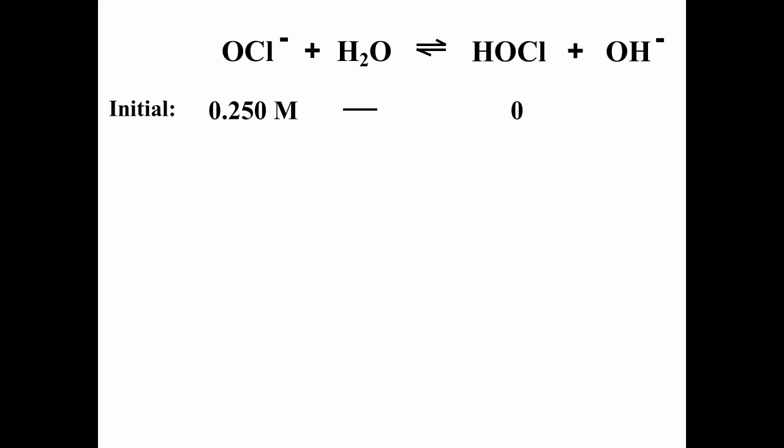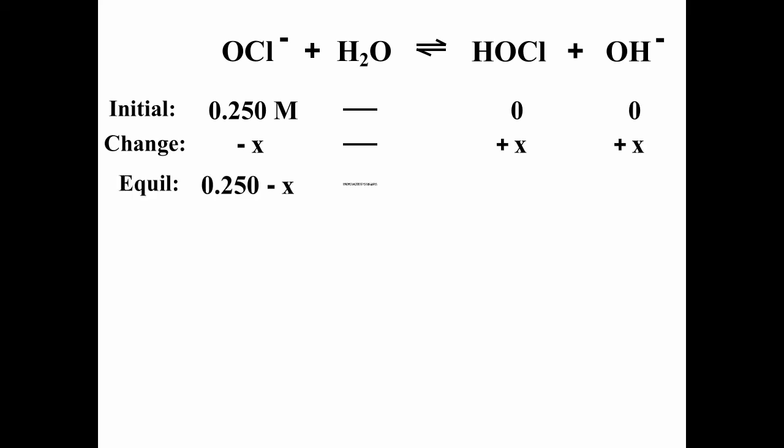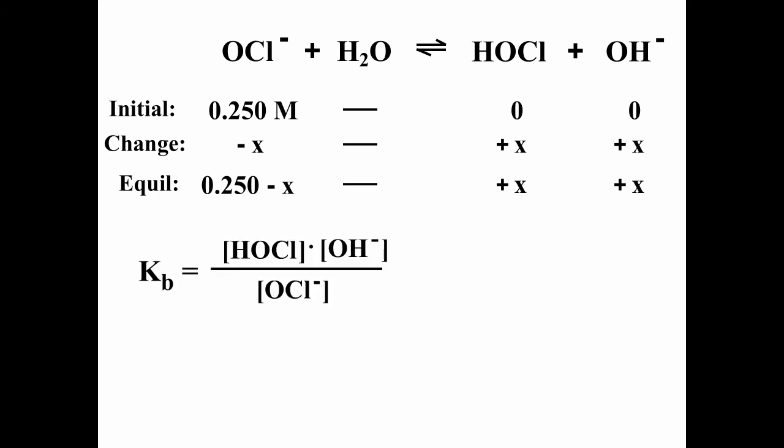We have a 0.25 molar solution. We pretend it hasn't dissociated yet. We let it do its dissociation, so plus x and minus x types of things. And at equilibrium, we have the concentrations as shown. We do our equilibrium constant, and again, it's K sub B for OCl minus. We just found out that the K sub B value for OCl minus is 2.9 times 10 to the minus 7th. So that's equal to x squared over 0.25 minus x.